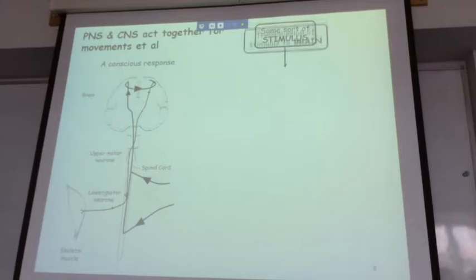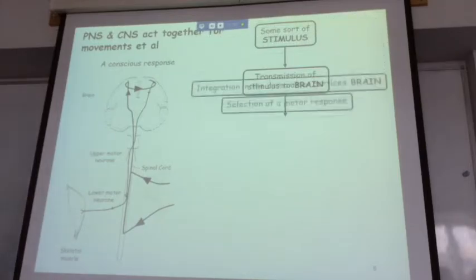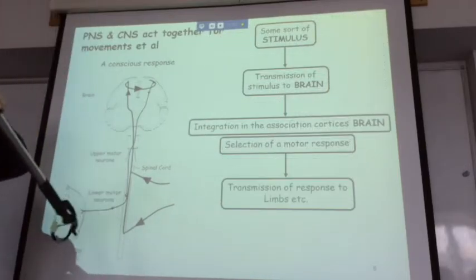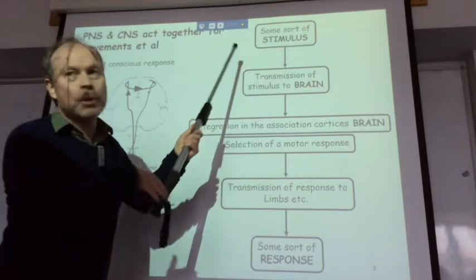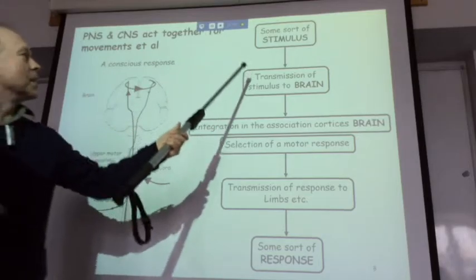And so what you have with any of these kind of conscious actions, how am I for time? Terrible. With any of these kind of conscious actions, you have some sort of stimulus. In this case, it's like me saying catch and her seeing the ball.